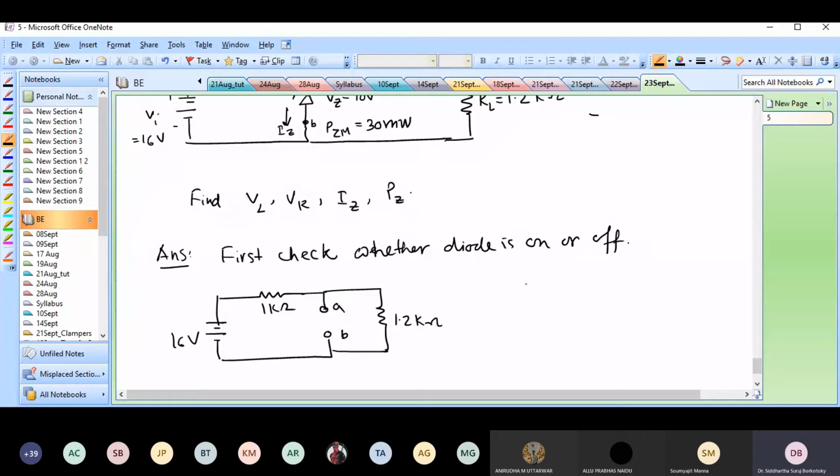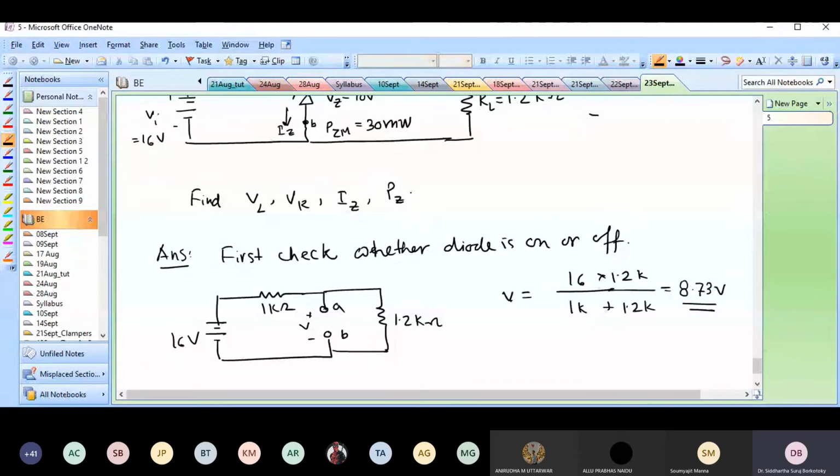It's very straightforward. By simple application of KVL, you can find it out. Let's call this voltage V. This voltage V would be 16 volts times 1.2 kilo ohms divided by 1 kilo ohm plus 1.2 kilo ohms, and that would be 8.73 volts. So everybody clear how I found this 8.73? If you have any question, please ask me.